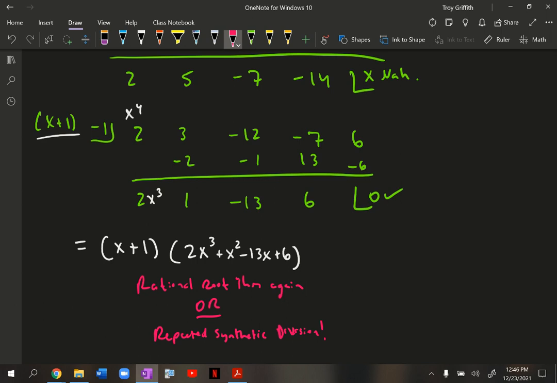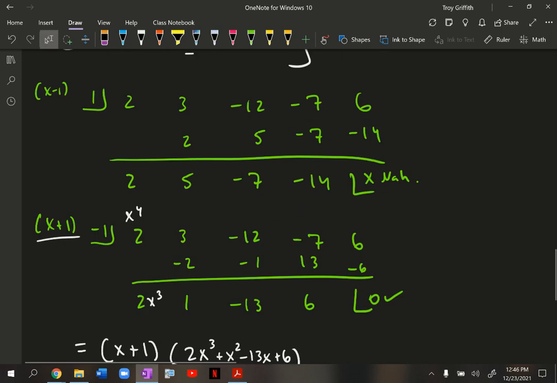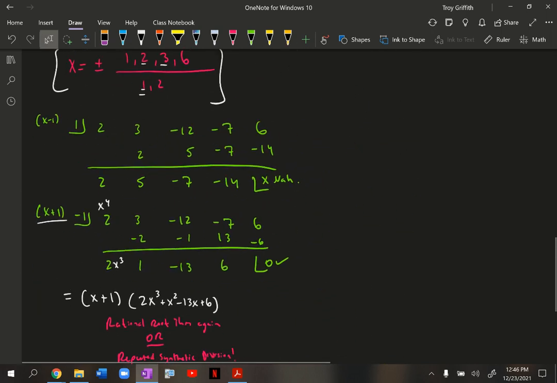Now, I get the question from a lot of students, do I need to make this list again? Well, guess what? If you try this list again, you're just going to get the exact same list that we already got at the beginning, factors of 6 divided by factors of 2. So you don't need to create a new list. You can stick with the same list that we were already using. We're just going to keep progressing through this list.